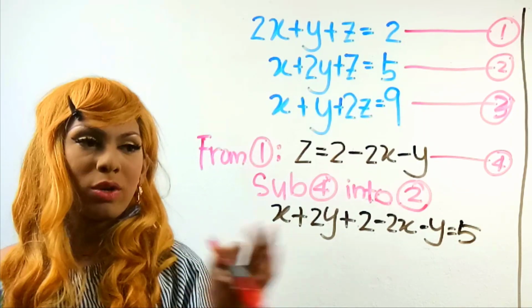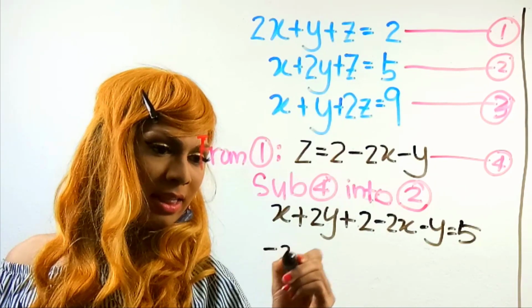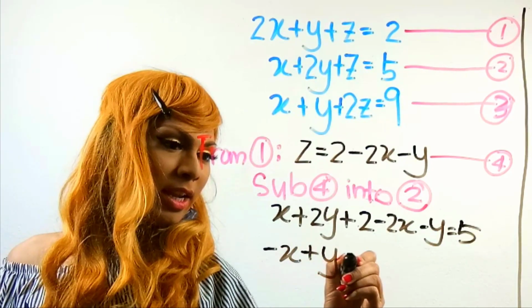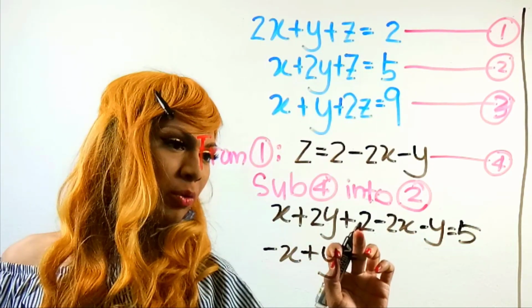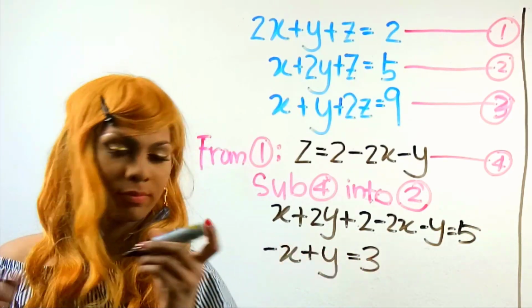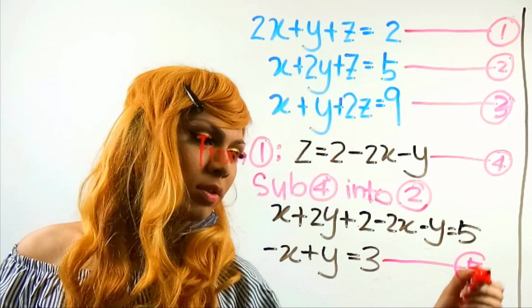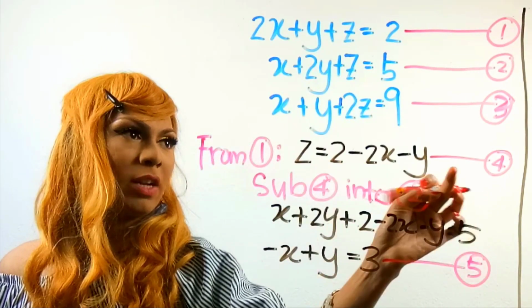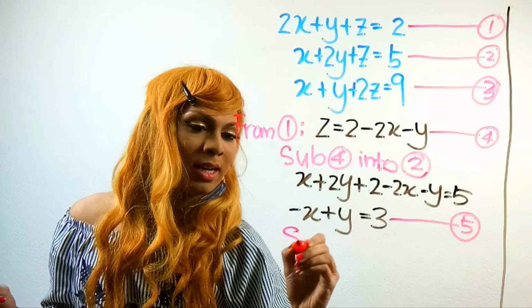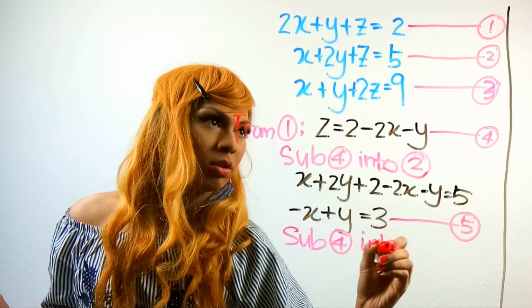Okay, next we're going to simplify this. So 1x minus 2x, I would have negative x. 2y minus y, positive 1y, equivalent to this 5 over here. This 2, I'll bring it to that side. So 5 minus 2, 3. So now, this one is our 5th equation. Okay? So now we want to take this 4. Just now we already substituted into 2. Now we want to substitute into equation 3. So I will say substitute 4 into 3.